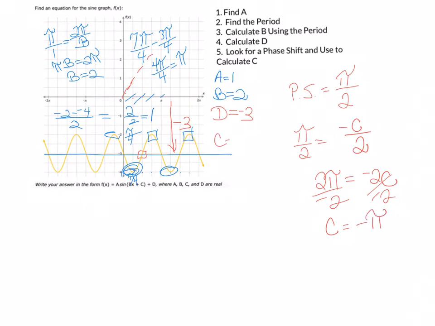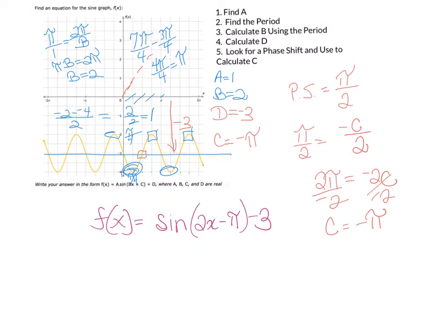So now we have everything we need to write our equation. So we can have f of x equals 1 sine, and b is 2 x, phase shift, or c, is negative pi, and then minus 3 for d. So there's your equation. Let's see, I think I have one more on here.